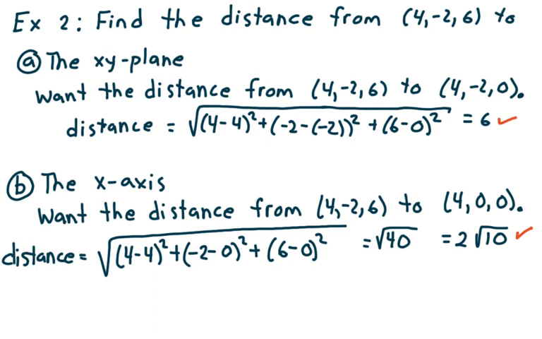And if it helps you, however it works, you can call these x2 = 4, y2 = -2, and z2 = 6. And then we have x1, y1, z1. And then it's a straight distance formula. And you get 2 square root of 10.